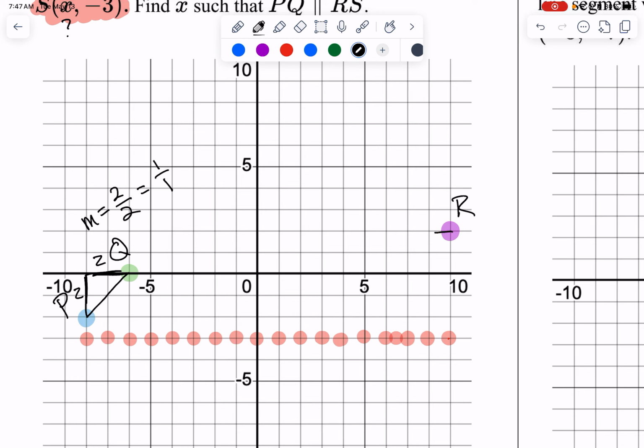And what that does for me is I can start tracing towards that red line and see where on the red line I'm going to have my mystery x value. So I'm going to take these 1 by 1 steps. And what do you know? There it is. So there is my mystery point, S, and its values for x and y. We already knew that the y was -3, but now we can see that the x was at 4.